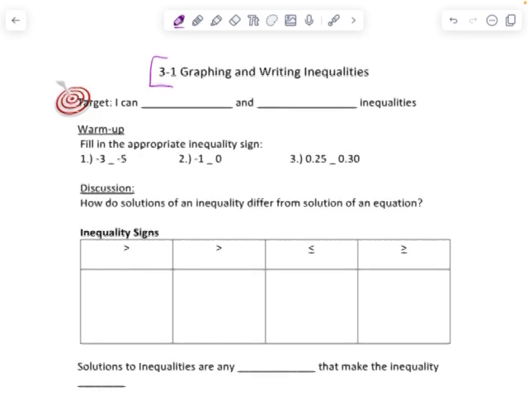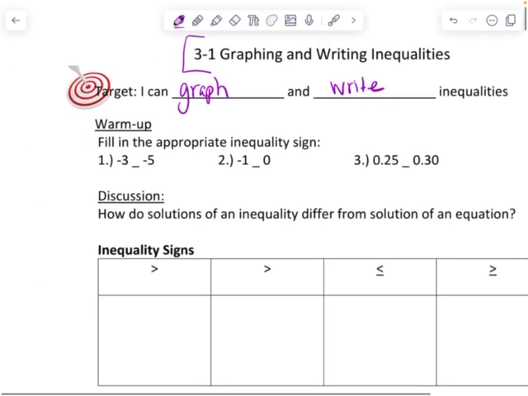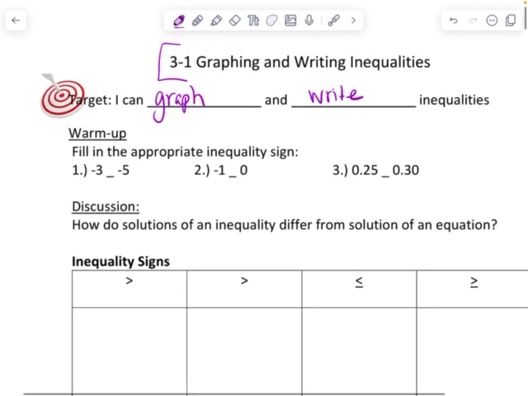Hello, welcome to section 3.1, Graphing and Writing Inequalities. Today's target is I can graph and write inequalities. Now, when we talk about inequalities, they're different than equations because an inequality means not equal.